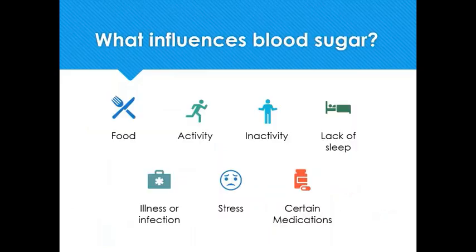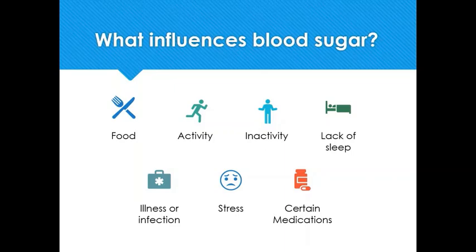We briefly can talk about what influences blood sugars. Food, of course, does, specifically carbohydrates. Activity: an increase in activity uses up glucose for energy. So make sure that you eat enough beforehand so you won't go low prior to doing any exercise. Inactivity is just the opposite. If you're inactive, it causes glucose to stay in your blood longer.